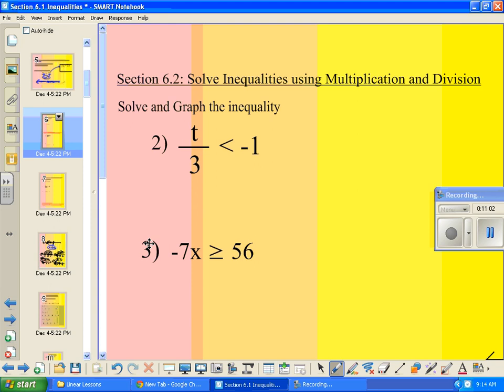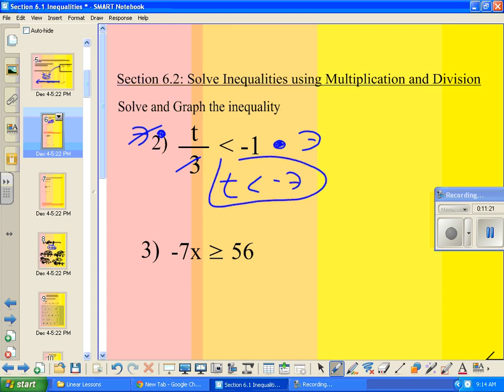Number 2 says t divided by 3 is less than -1. How would I solve this one? Well, since it's t divided by 3, I would have to multiply both sides by 3. That would get rid of the 3's for me. I'd have t is less than, well, -1 times 3 would give me -3. So there'd be my solved inequality.